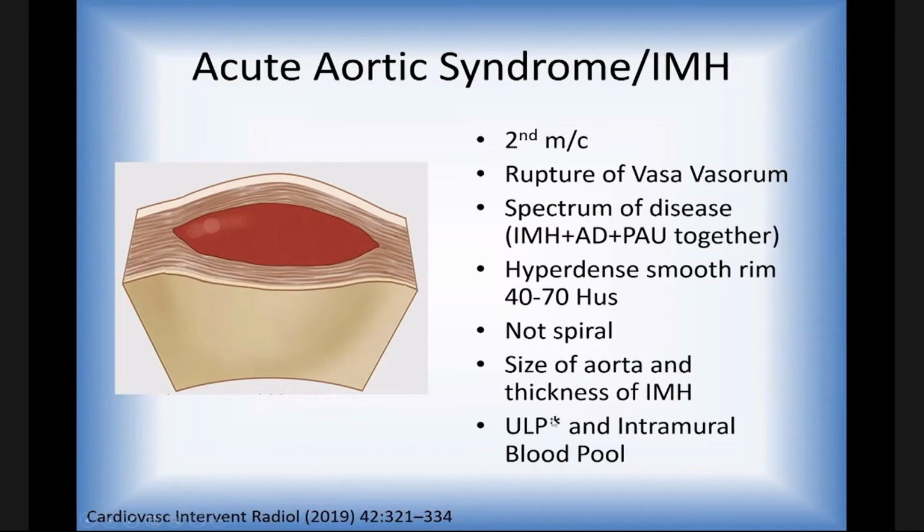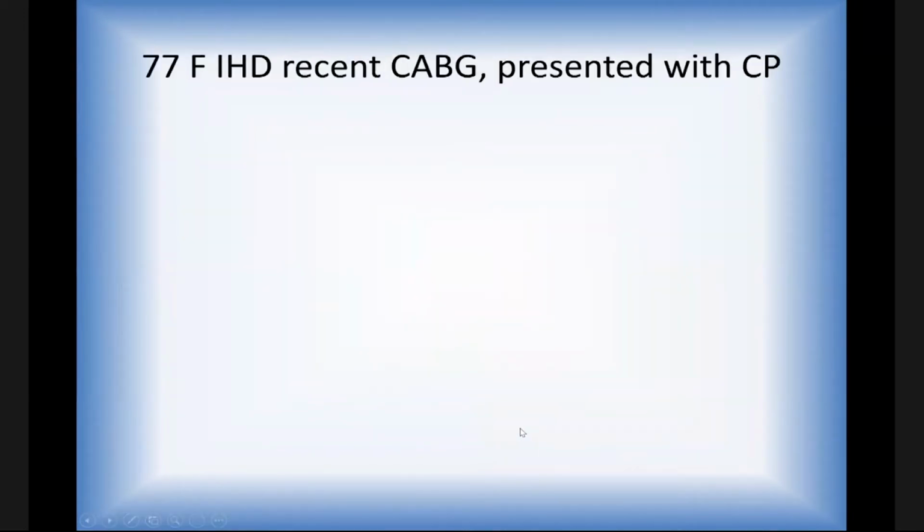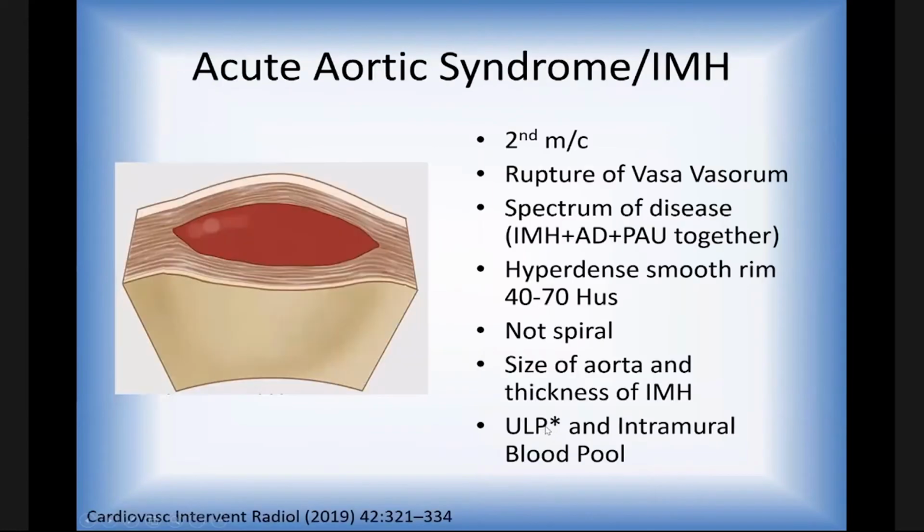And the most important thing about intramural hematoma is ulcer-like projection and intramural blood pool. These two look alike, so we have to differentiate them. Why? Because ulcer-like projection tells us that the patient will do badly in his clinical course, but intramural blood pool has nothing to do with the clinical course at all.